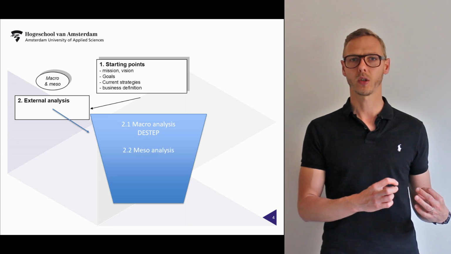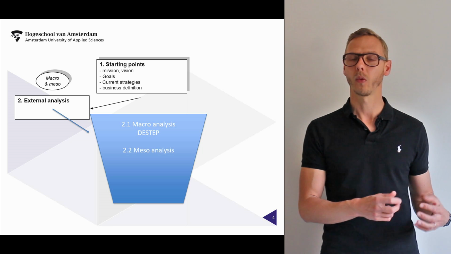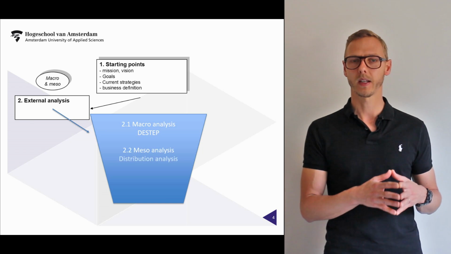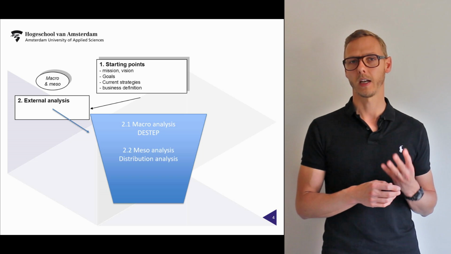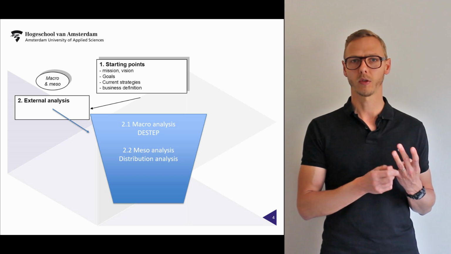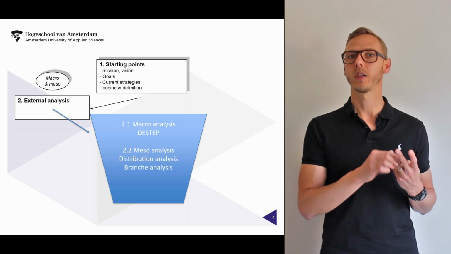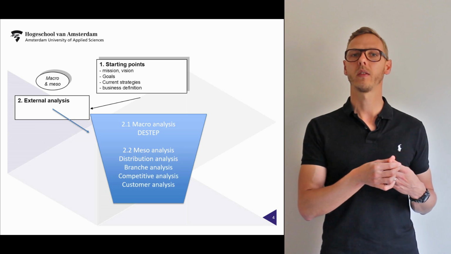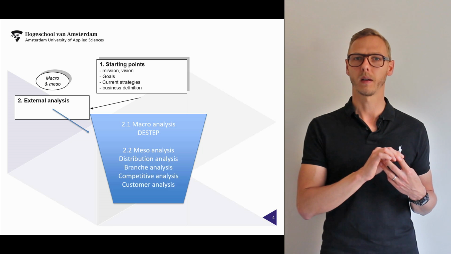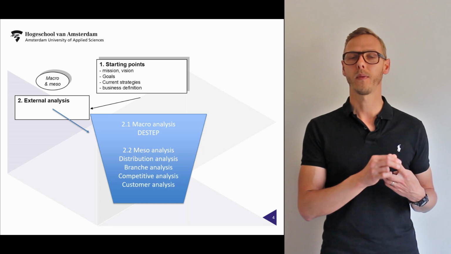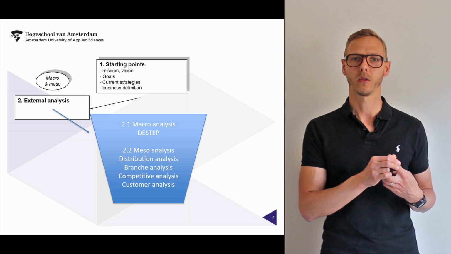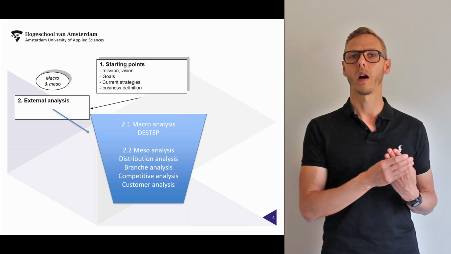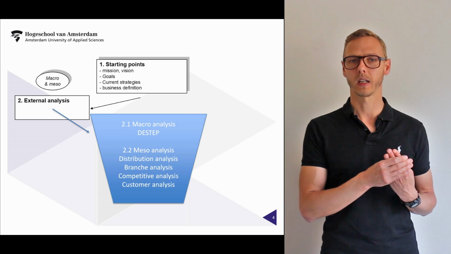After that, you get your meso analysis. Within the meso analysis, we know basically 4 aspects. First of all, the distribution analysis, then you get the branch analysis, your competitive analysis, and your buyer analysis, or if you want, customer analysis, which could be B2B or B2C, that doesn't matter. So these four are found in your external analysis.